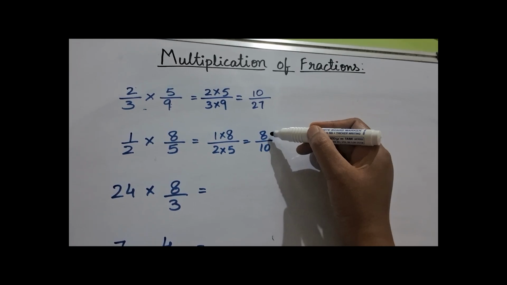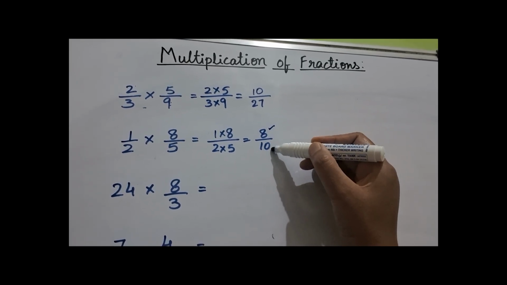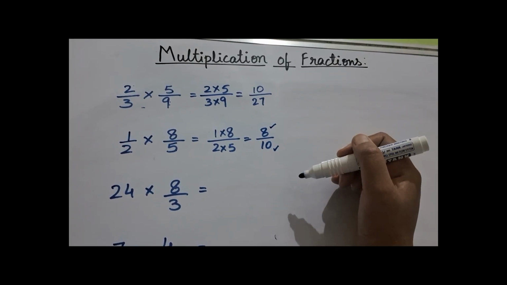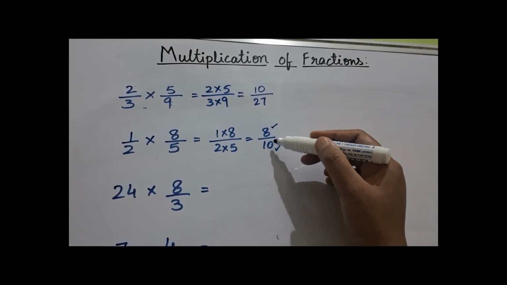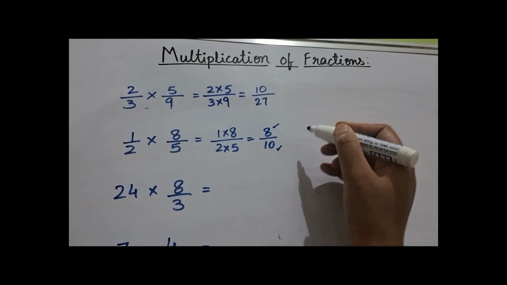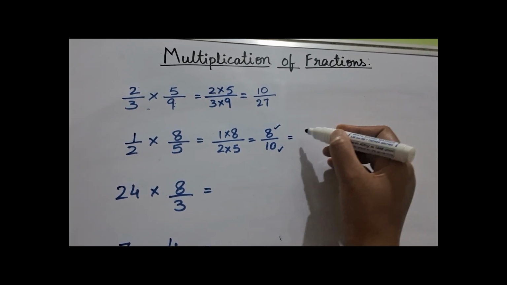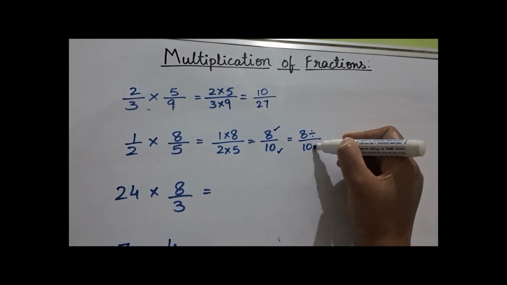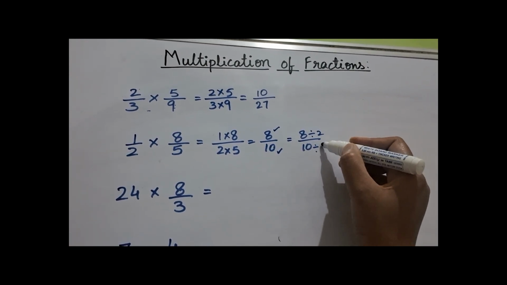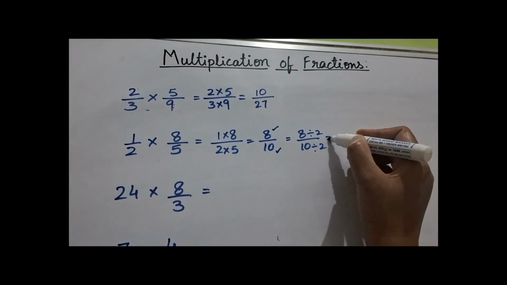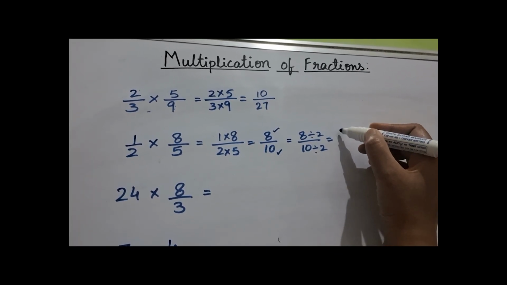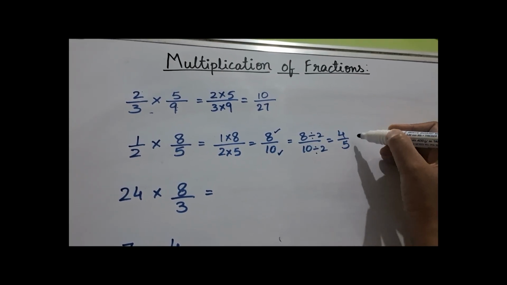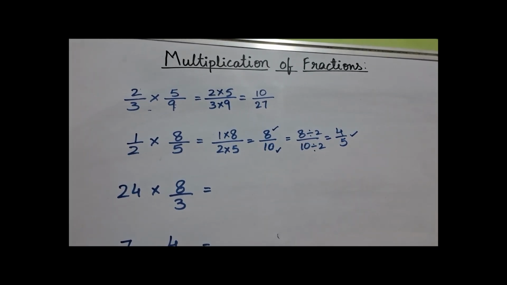Now here, children, we can see that numerator and denominator are not in their lowest form or simplest form. They both have common factor 2. So this can be written as 8 by 10, and both numerator and denominator are divided by their common factor, which is 2. We get 8 divided by 2 is 4, and 10 divided by 2 is 5. So 4 by 5 is the answer.